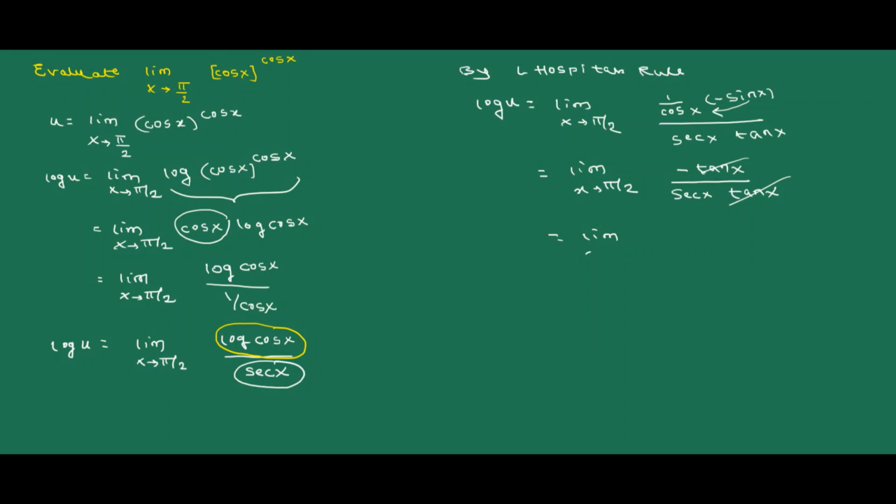Limit x tends to pi by 2. Remaining term is minus 1 by sec x, and minus 1 by sec x is equal to minus cos x. If you put x is equal to pi by 2 here, you will get minus cos pi by 2, and cos 90 is equal to 0. So log u is equal to 0 means u is equal to e raised to 0, and e raised to 0 value is 1, which is the required limit.